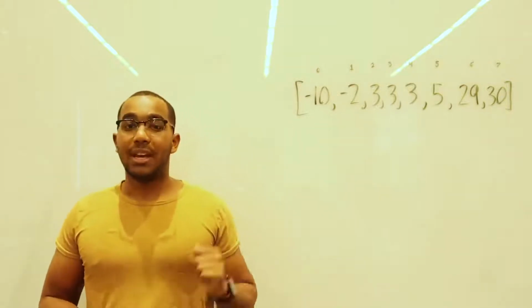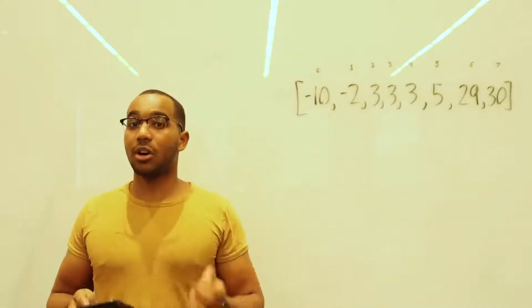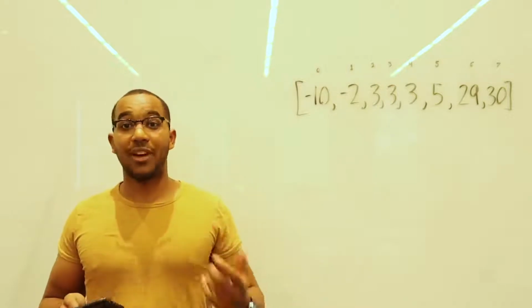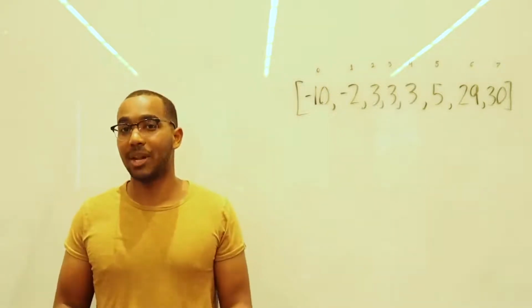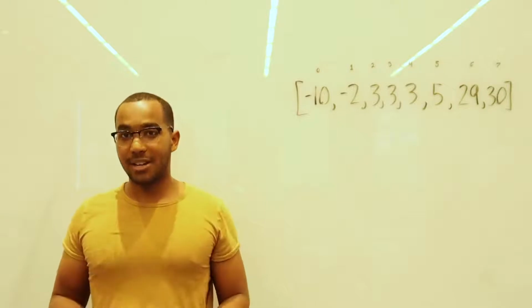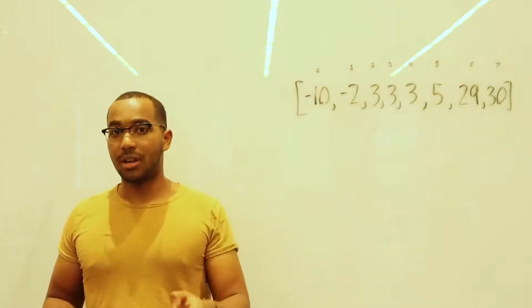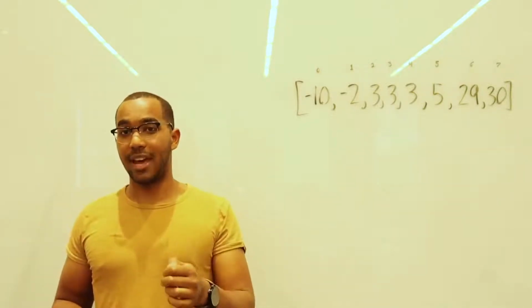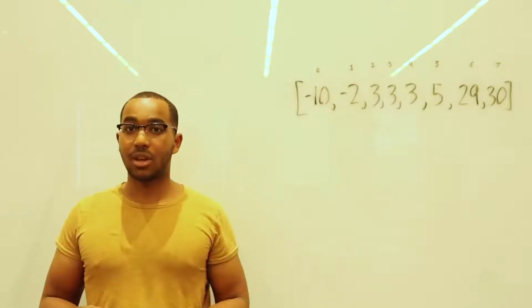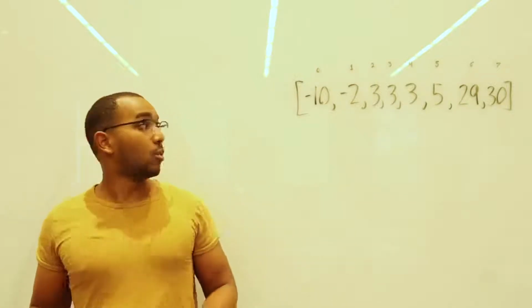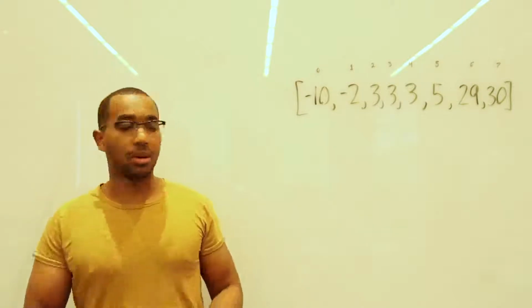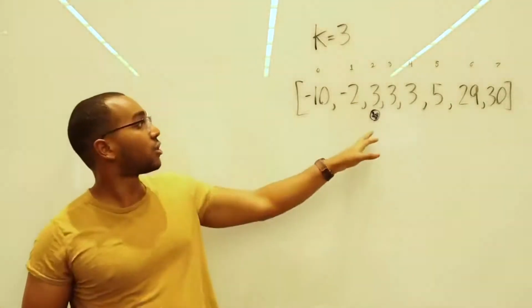What you have to do is find the first occurrence of k as fast as you can in the best time complexity. And if you cannot find k, return -1. If you do find the first occurrence of k, then return the index. So in this case, if k were 3, we would return index 2. So that number right there is the first occurrence of k.